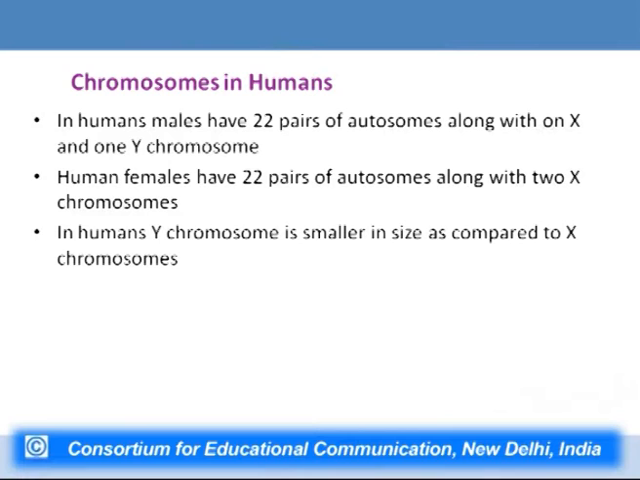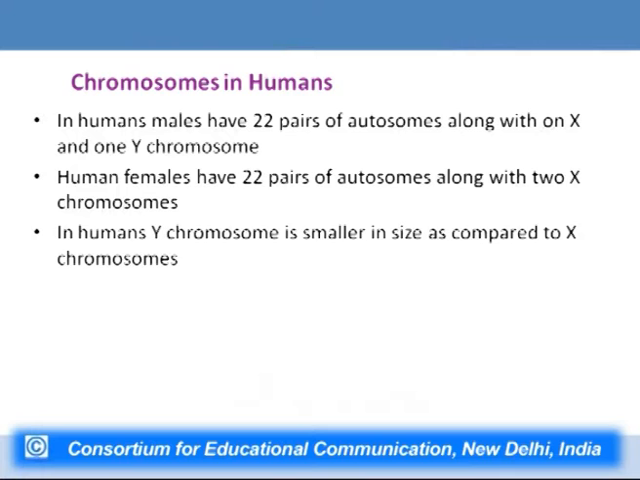As I already told, in humans there is a Y chromosome in males along with one X chromosome, whereas in females there are two X chromosomes. And there are 22 pairs of autosomes in each normal individual. A normal male will have 22 pairs of autosomes, as will a female, who will also have 22 pairs of autosomes.